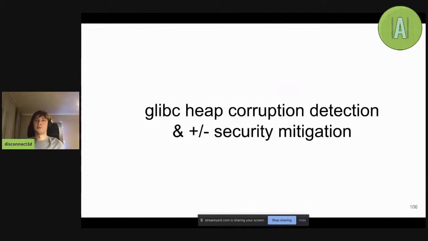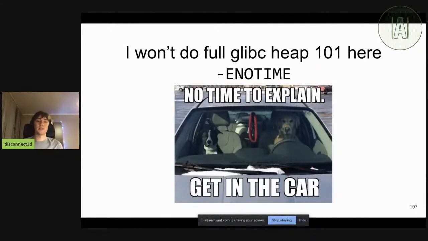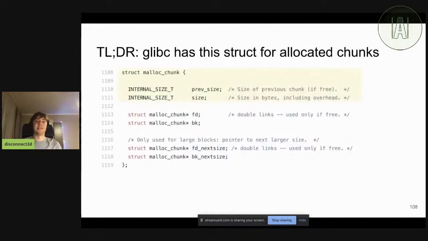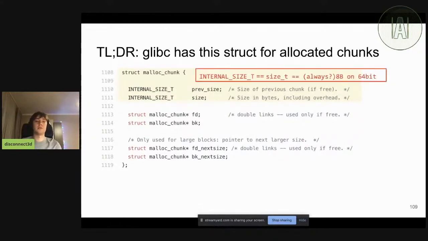The last thing I want to talk about, even though I have probably 5 minutes left, is glibc heap corruption detection and some security mitigations. And of course, I can't give the full glibc heap 101 here because there is no time. But TL;DR is that in glibc, there is this struct for allocated memory chunks. And this struct is called malloc_chunk. And it starts with these prev_size and size fields, which are of type INTERNAL_SIZE_T, which is actually size_t. And it's usually 8 bytes on 64 bits.